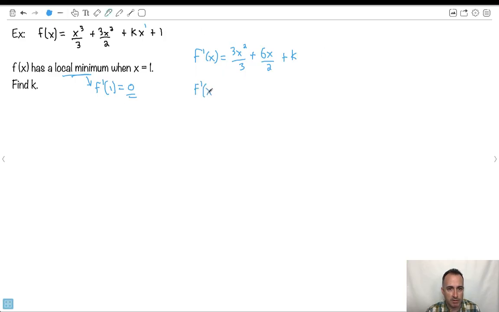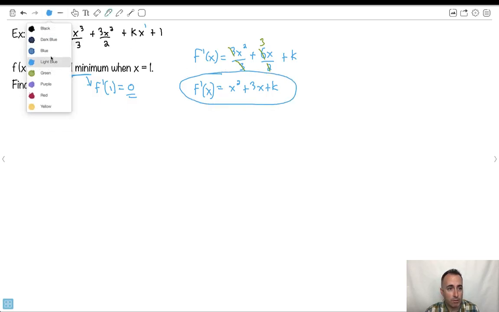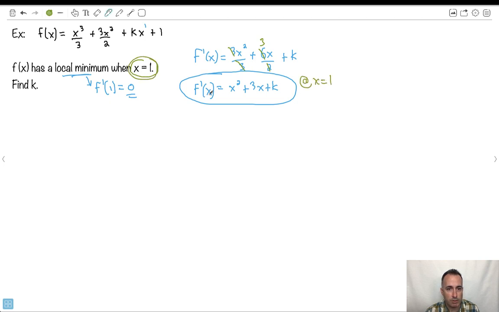Let's simplify our derivative a little bit, because we can. The 3's will cancel out here. That's kind of nice. And the 6 over 2 gives me a 3. So then I know that my derivative at any point is x squared plus 3x plus k. This is my derivative at any point. But I know that when x equals 1, this whole thing equals 0. So I can say 0 equals, because that's what happens at a local minimum. At a local minimum, the derivative is 0. So I'm going to set this and say, 0 equals 1 squared plus 3 times 1 plus k.